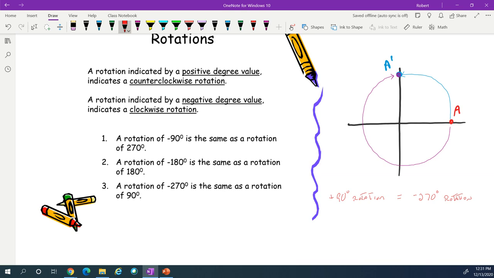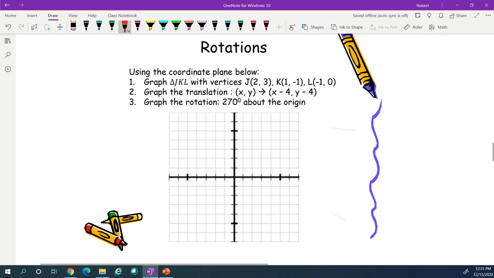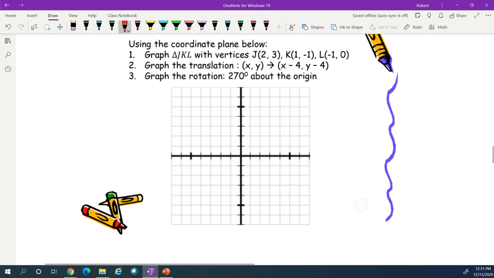Let's jump right into an example. And we're going to perform this composition. So the first thing we're going to do is graph the original triangle with the given points. So I'm going to do step 1 right here in blue, points J, K, and L. J is at (2, 3). K is at (1, -1). And L is at (-1, 0).